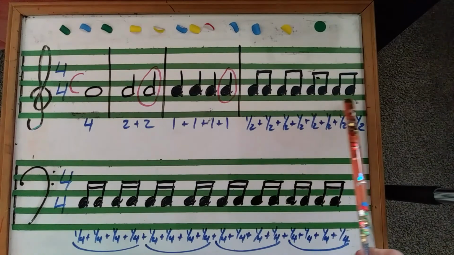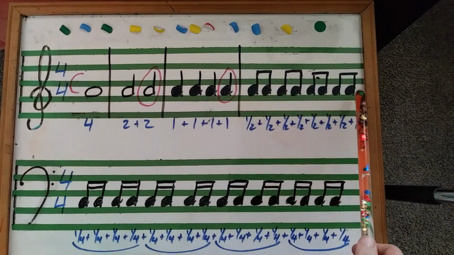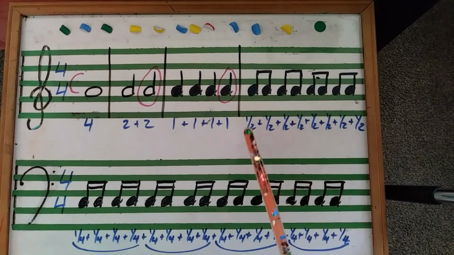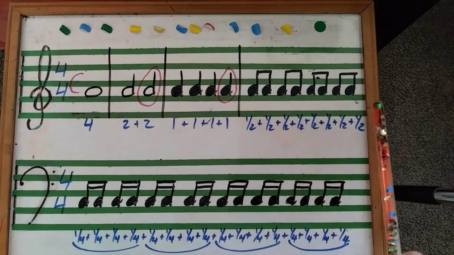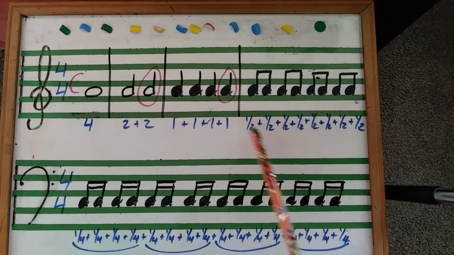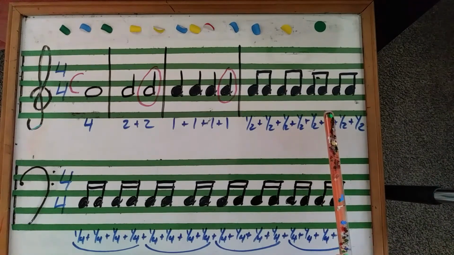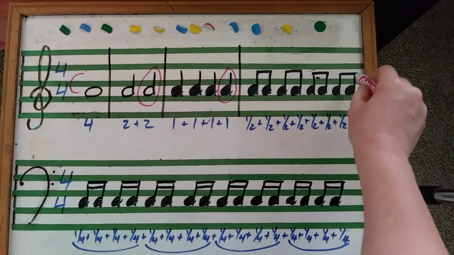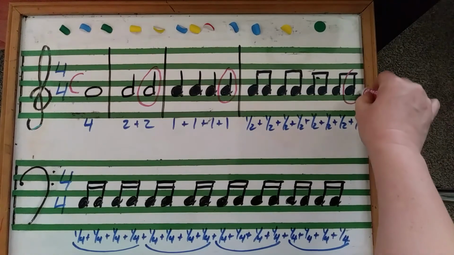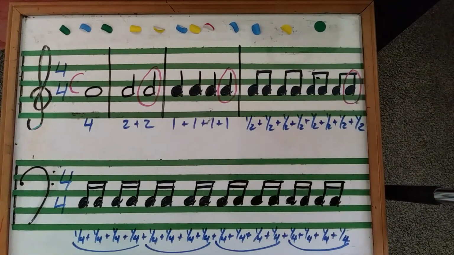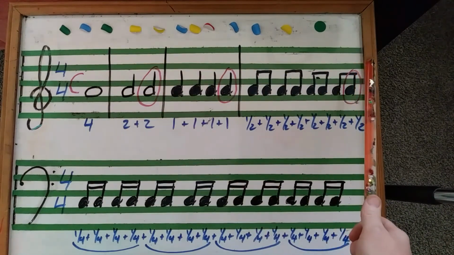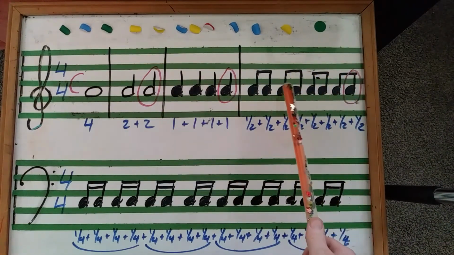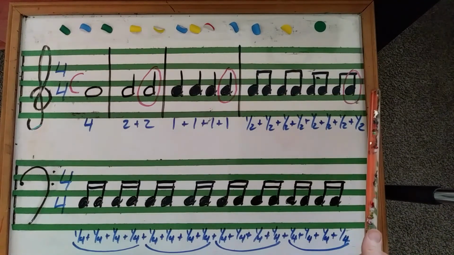Here are eighth notes. 8 of them can fit in a measure. We have half plus half plus half plus half plus half plus half plus half plus half. All of those halves added up make 4 beats. 1 of these eighth notes takes up 1/8 of the measure, 1 out of 8. That's why it's called an eighth note.